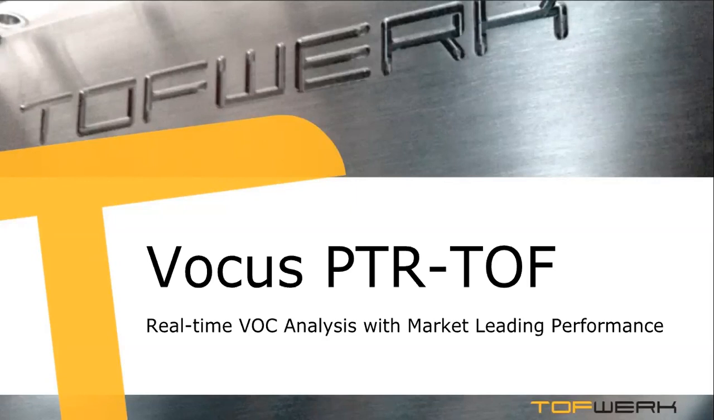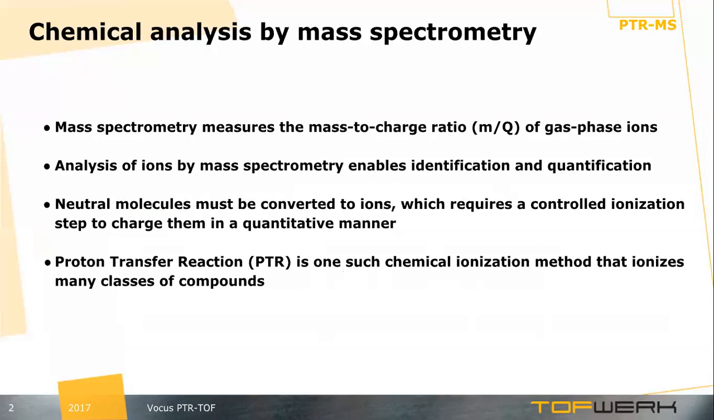We'll start with just some background information, and then we'll dive into the details as we go. So what we're really talking about when we talk about PTR-TOF, or the Vocus ion source, is chemical analysis by mass spectrometry. What we mean by this is converting a neutral molecule, let's say in the air, into an ion that can be measured by a mass spectrometer. In order for a mass spectrometer to work, we need to charge neutrals, and then we'll measure their mass to charge ratio.